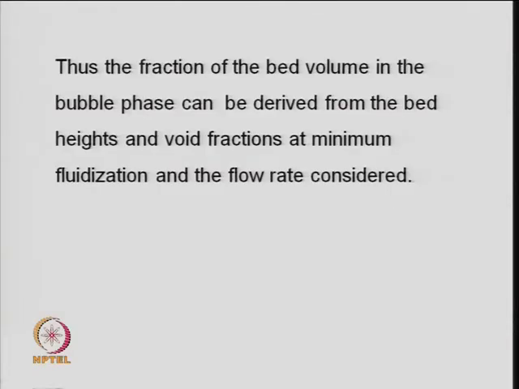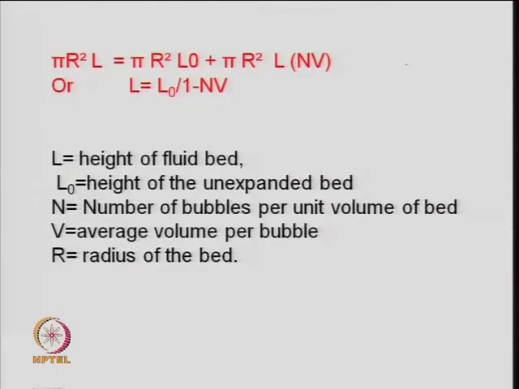A fraction of the bed volume in the bubble phase can be derived from the bed heights and the void fractions at minimum fluidization and the flow rate considered at that point. This is simply written here as pi r square L, where r is the radius of the bed, or pi d square by 4 into L, where L is the height of the fluidized bed. This is nothing but the volume of the bed when it is fluidized. And pi r square L 0 is the height of the fixed or packed bed when it is not expanded. The area is the same, the height is now L 0.